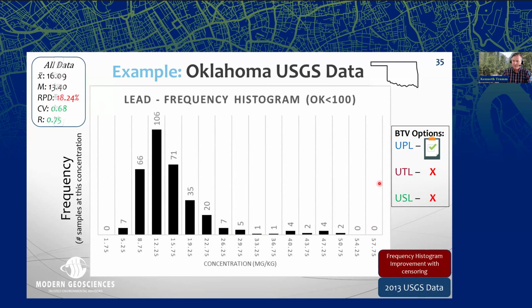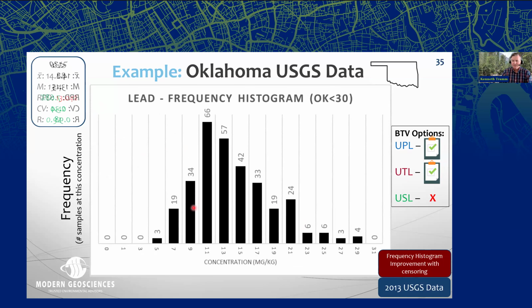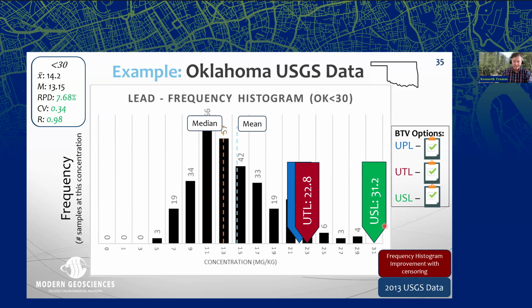If we censor it one time, again at 100, you can see the immediate improvement, right? We have it in our histogram. If we censor it a second time, we see improvement, but not enough. A third time at 45, and it takes again to that 30 before we now see a decent Gaussian-like distribution. And under that circumstance, we meet the USL goals to choose, because our median and mean are now close enough to choose a UPL, a UTL, or in this case, a USL.